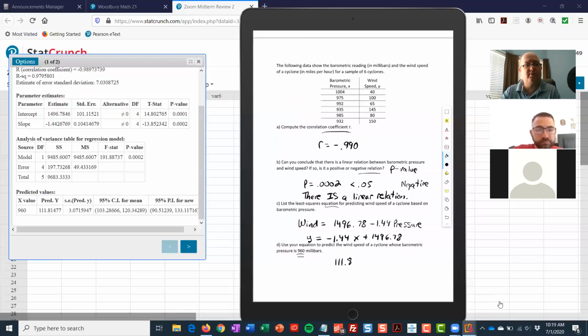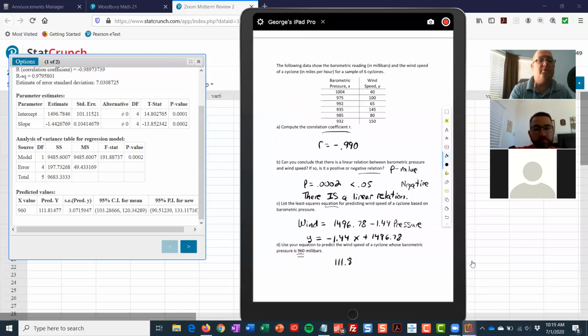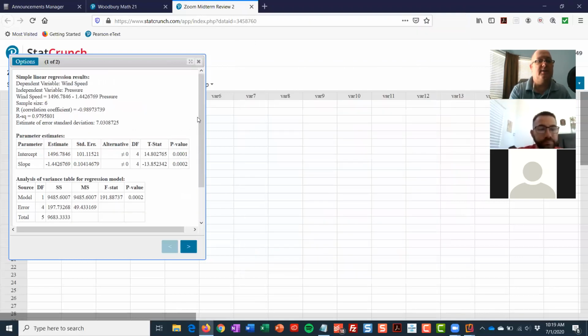Do you guys have any questions from either of these 2 chapters for me? On chapter 4, where did you get the least squares equation? So the least squares equation is in the output. It's the 3rd line down. And that's the spot that will always be in. Also, they're listed right here in this first column. This is the 1496, that's the number without the variable. The negative 1.44, that's the slope. That's the number that goes with the variable. But it's better to just take it off of that 3rd line.